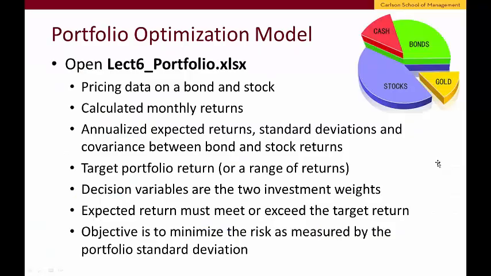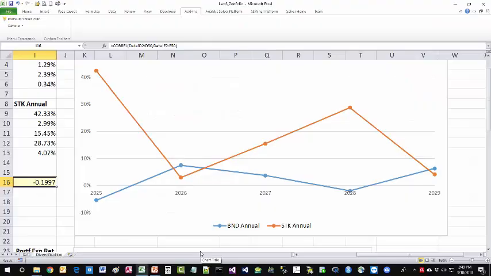Switching back to the presentation, we already mentioned that there will be a target portfolio return or range of returns, and deciding how much to invest in each of the two, right, is sort of the key here. Those are the decision variables. The expected return on a portfolio must meet or exceed the target return. That's one of the key constraints, and the objective is to minimize or incur the lowest possible risk as measured by the portfolio standard deviation, which we are yet to describe back here in the diversification sheet of our model.